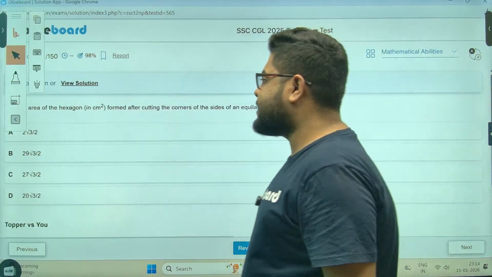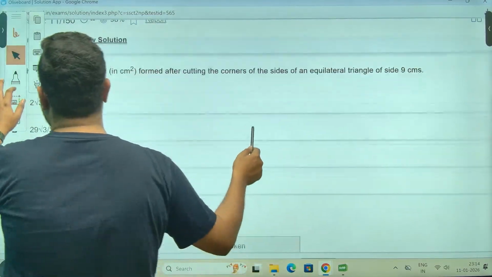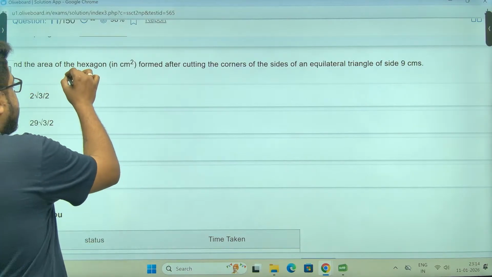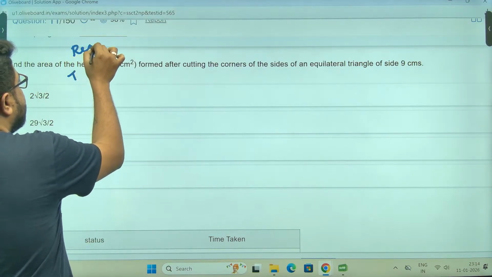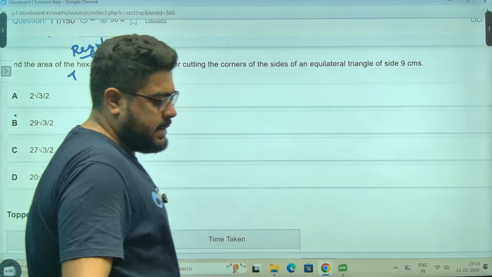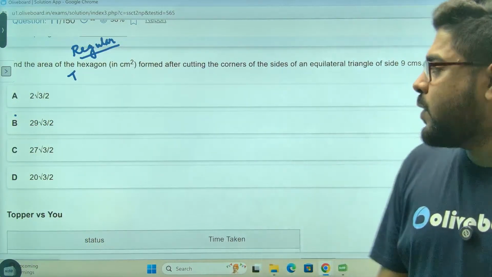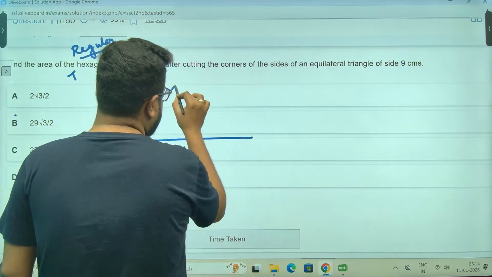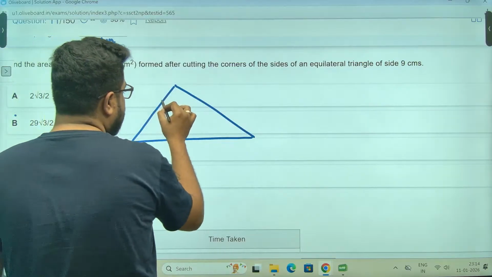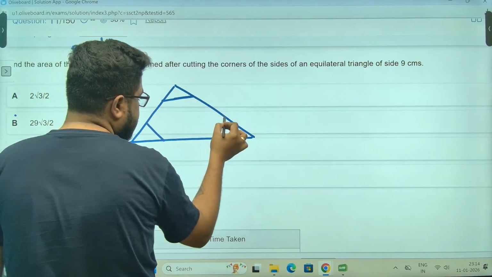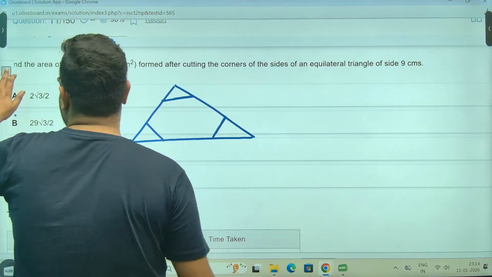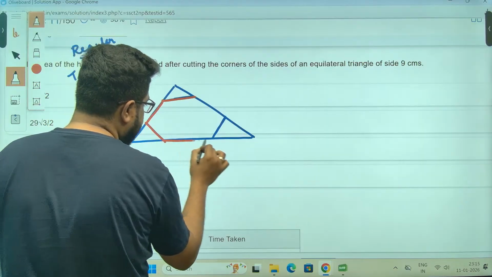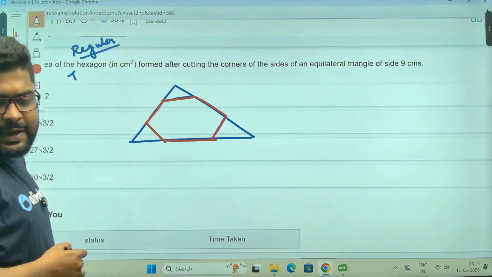Perfect. Next one, equilateral triangle. Area of the hexagon. Sir, it should have been written regular hexagon. But again, you will get regular hexagon only. If you take an equilateral triangle like this, let's say for example, and if you cancel this, we have got our hexagon. This part, this part, this part. Now, this is my hexagon.